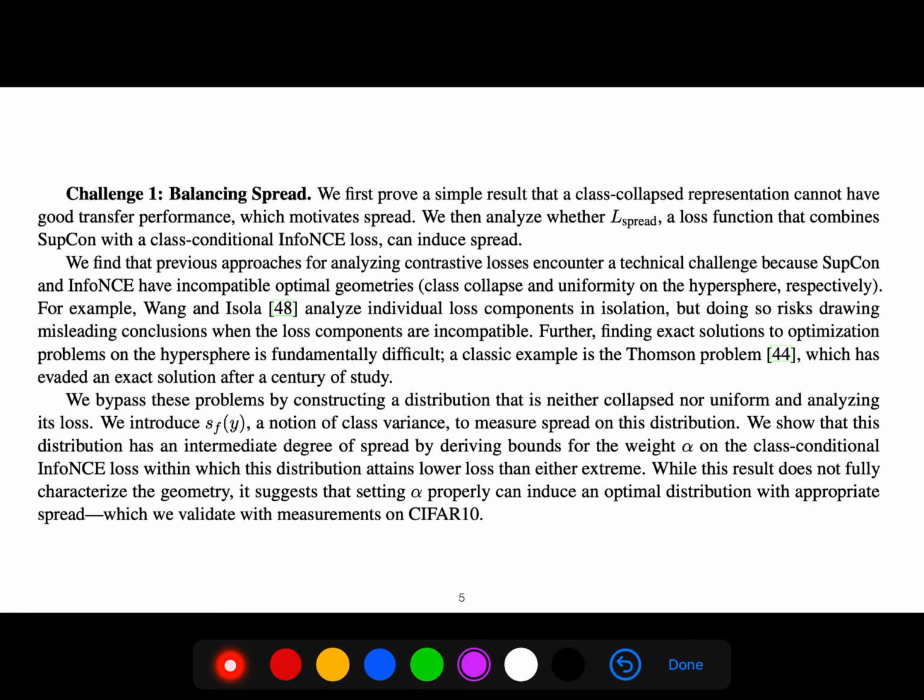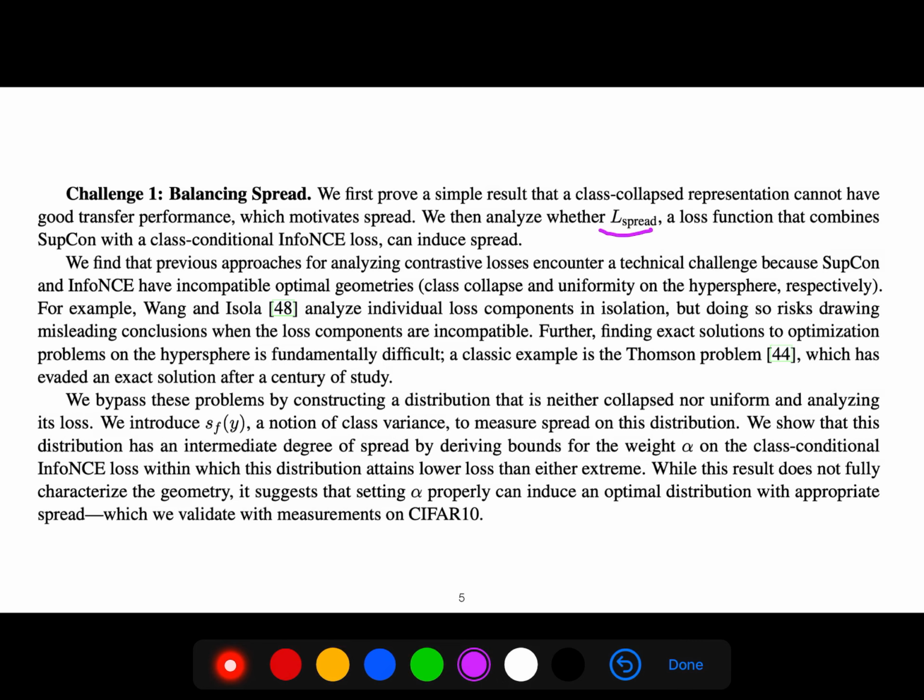The first challenge is balancing the spread. We first prove a simple result that a class collapse representation cannot have good transfer performance, which motivates spread. We then analyze whether L-spread, a loss function that combines SupCon with a class conditional InfoNCE loss, can induce spread.